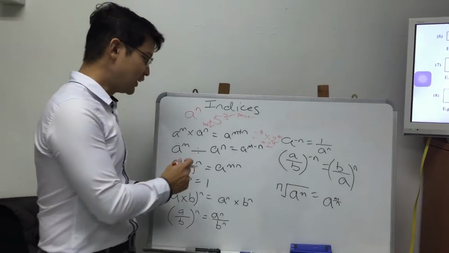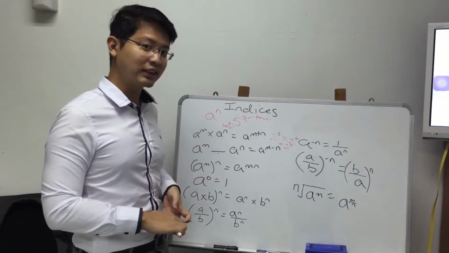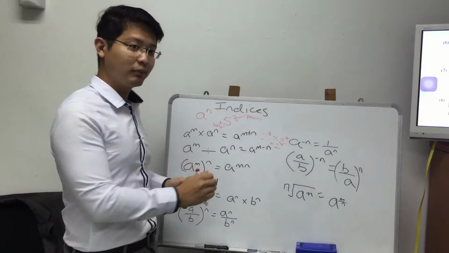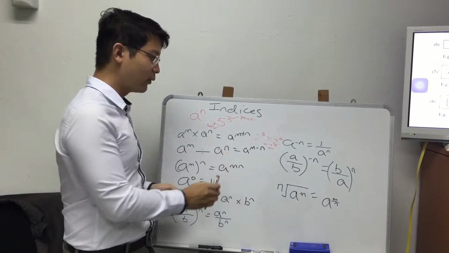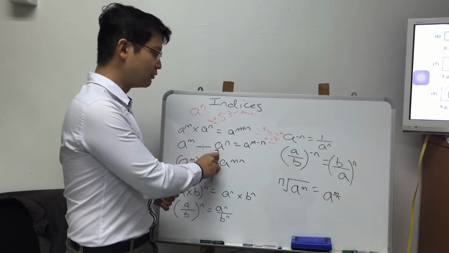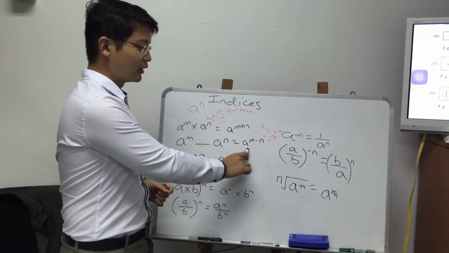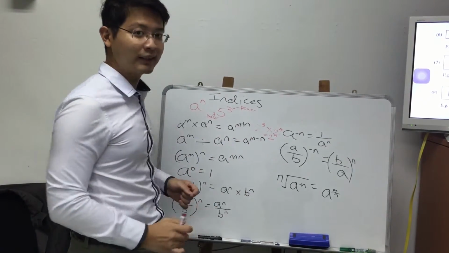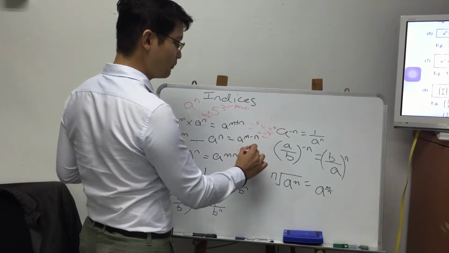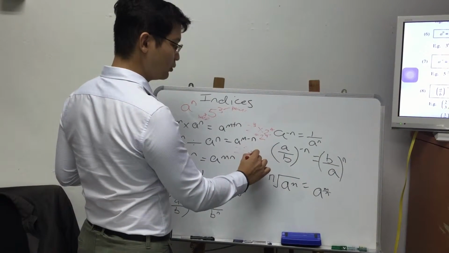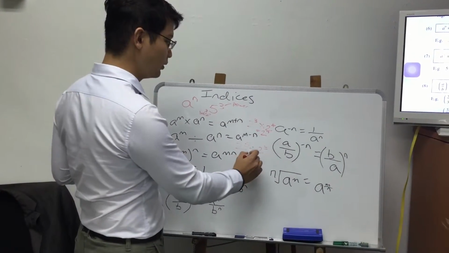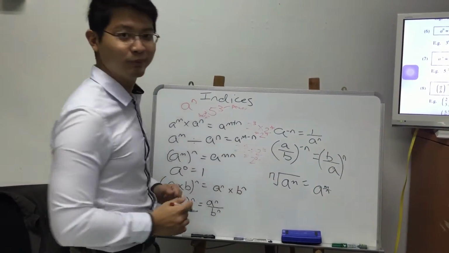Okay? Next will be division of indices with the same base. If you have a to power m divided by a to power n, what will it give you? You subtract the powers. So if you divide your indices, you will get a to power m minus n. For example, 2 to power 5 divided by 2 to power 3, what will this give you? This will give you 2 to power 2.